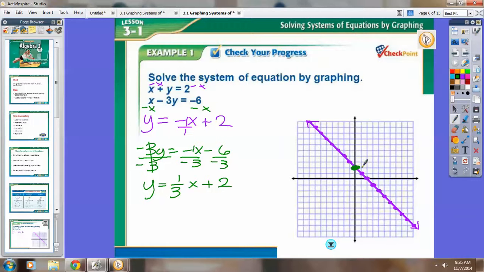What do you notice about that point right there? It's the same point, so we already know our intersection point, don't we? Go ahead and use your slope to rise 1 and run 3. Rise 1 and run 3. Could have gone down 1 and left 3 also.